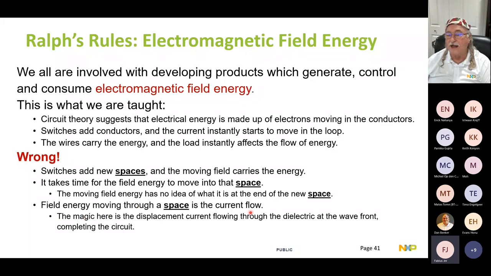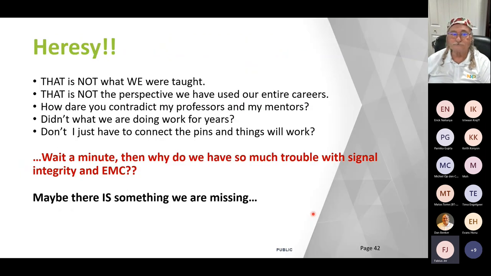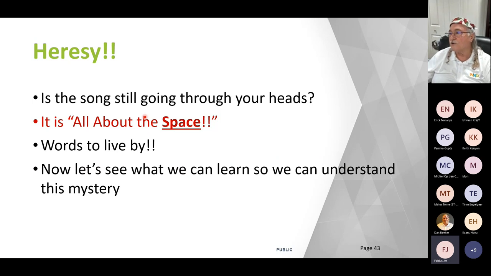But the current flow, again, is not the electrons moving in the wire. It's the electromagnetic field moving through that space. And that's not what I was taught. That's not what I used for the first 25 plus years of my career. And again, I found out after my first class with Rick Hartley that every design I ever did only worked by accident, not by design. And I needed to understand how fields work and how do I manage the fields. So again, that's why I wrote the song. Hopefully you're brainwashed enough that you will wake up in the middle of the night screaming, it's all about the space.